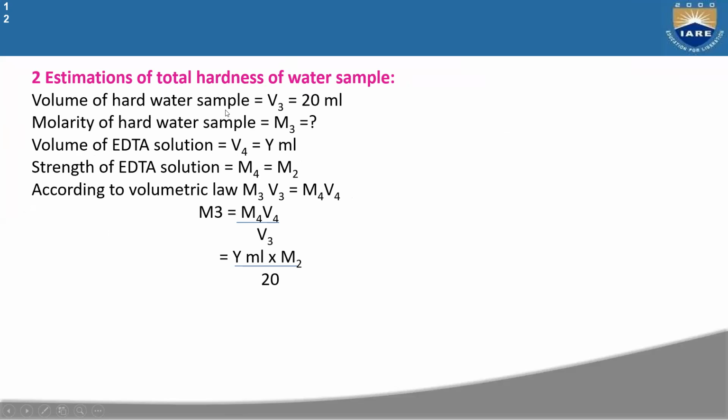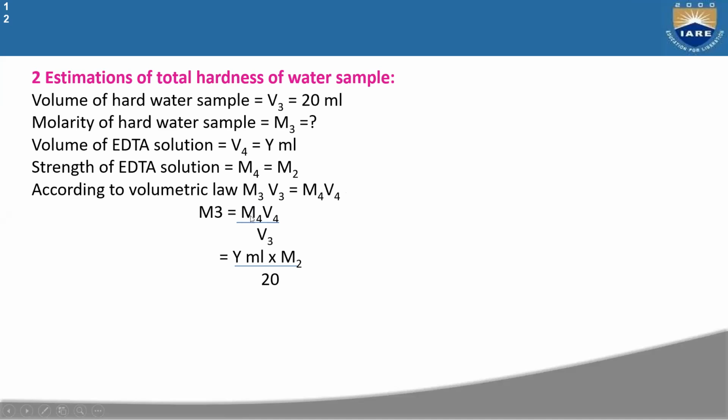Volume of hard water sample, V3, is equal to 20 ml. Molarity of hard water sample, M3, is what we have to find out. Volume of EDTA solution, V4, is equal to Y ml. Strength of EDTA solution, M4, is equal to M2. According to the volumetric law, M3 V3 is equal to M4 V4. So we have to find out the M3 value.